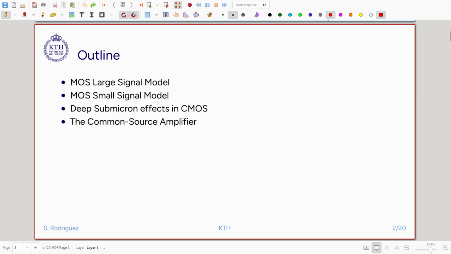So the outline for today's lecture will be, first we're going to study the transistor MOS large signal model, then we're going to study the MOS small signal models. We're going to talk about submicron effects in CMOS devices, and we're going to have an introduction on common source amplifiers.